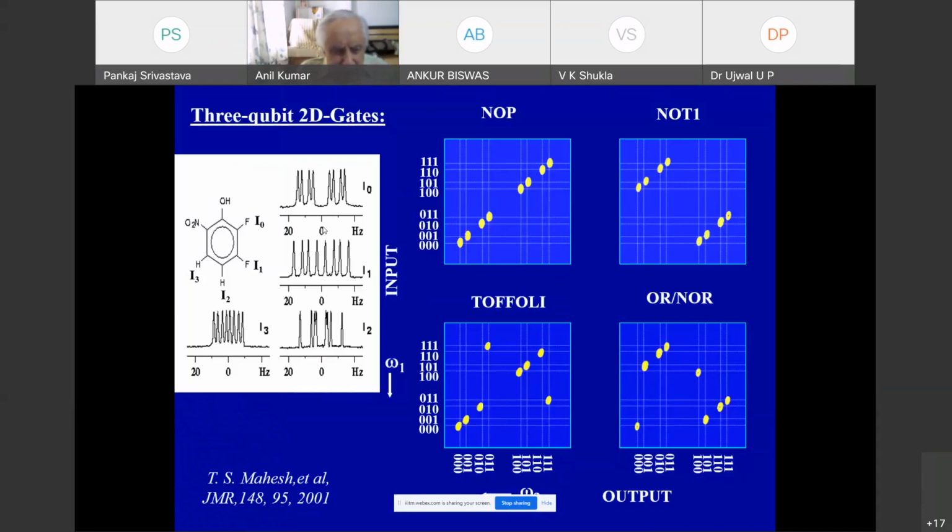For 3-qubit 2D gates, you need, of course, one extra qubit for reading. And the extra qubit for reading, in this case, is this one. Okay. And the other, no operation gate, nothing happens. NOT one gate, flip the first spin, the Toffoli gate, control NOT gate, and OR and NOR gates. And so this we published in Journal of Magnetic Resonance rather than Physical Review A.